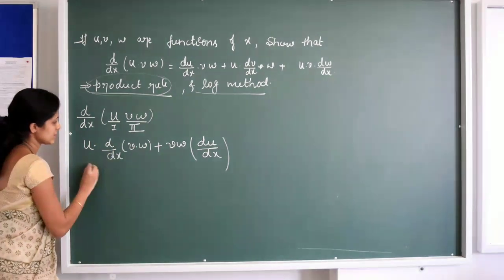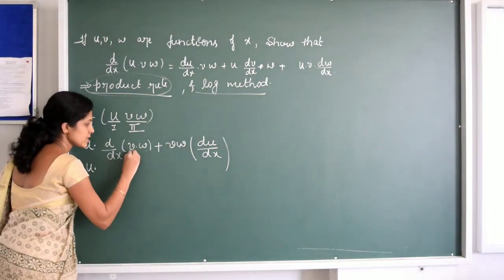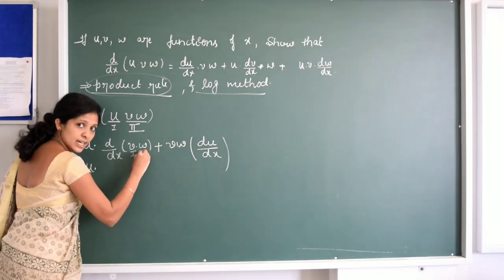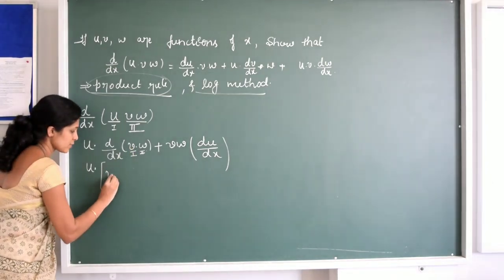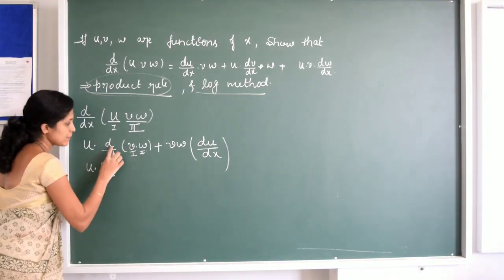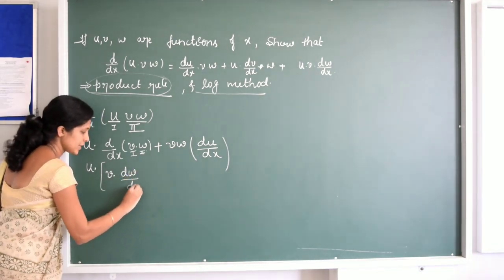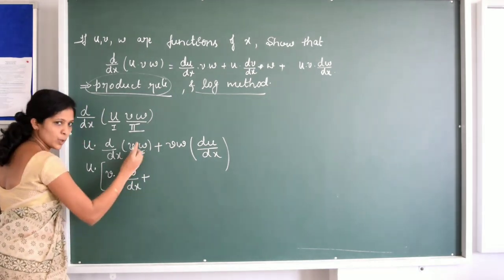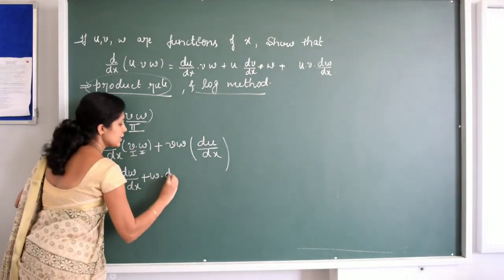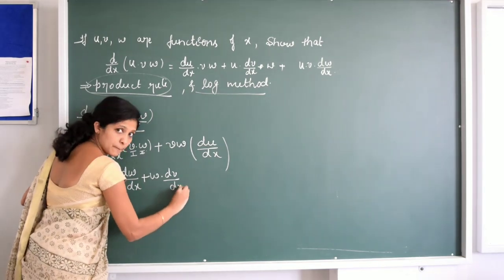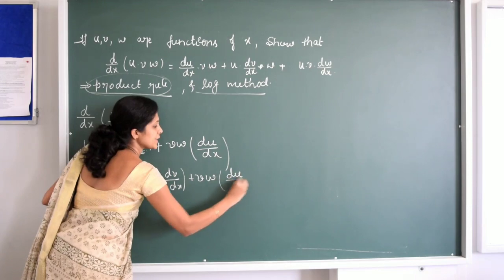Now again see, this is equal to u into d by dx of vw. So again here two functions are there. I'll consider this as one and this as a second function. Now what you have to do is differentiate. First we keep the first function as it is, that is v, then d by dx of w, that is dw by dx, plus we keep w as it is, that is w into the derivative of v with respect to x, which is dv by dx, plus vw into du by dx.